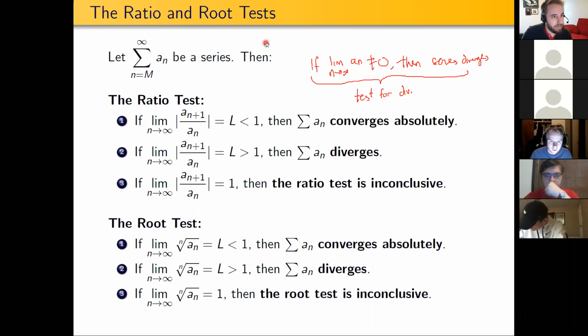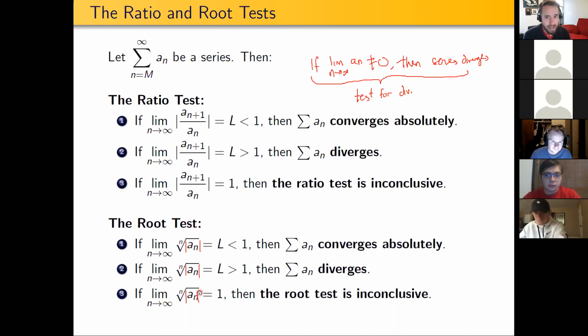And you know what? I did this in the video, and I just copy and pasted the same code over, so the same mistake is here. There should really be absolute value signs around each of these a sub n's. So I apologize about that. So the root test specifically involved taking the nth root of the absolute value of a sub n. And if that nth root of the absolute value of a sub n ended up converging to a limit L, and that L was less than 1, the series converged absolutely, greater than 1, the series diverges, and equal to 1, the root test is inconclusive.